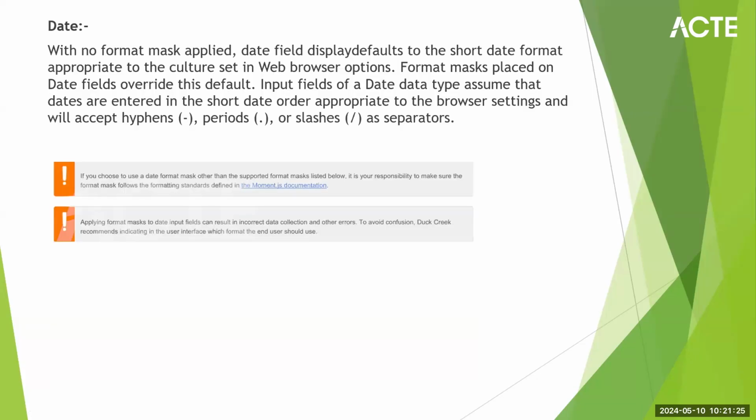So, date format. With no mask applied, the date field displays by default in the short date format, appropriate to the culture set in web browser options. The format mask placed on a date field overrides this field default. Input fields of a date type assume that dates are entered in the short date order. So basically when you give the date field, it will by default be created in a short date format, with hyphens, full stops, or slashes.